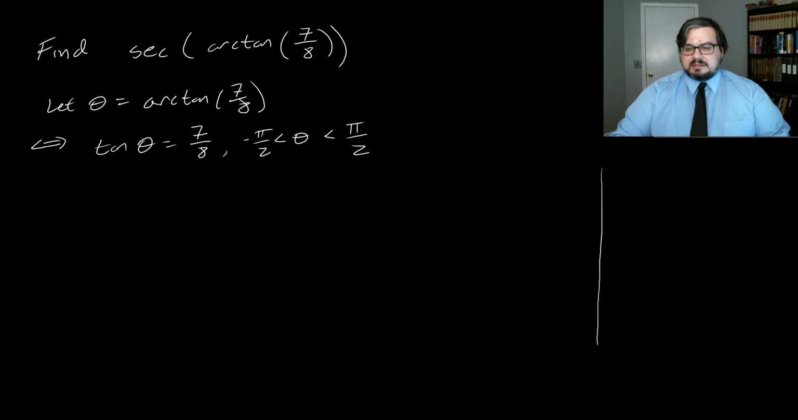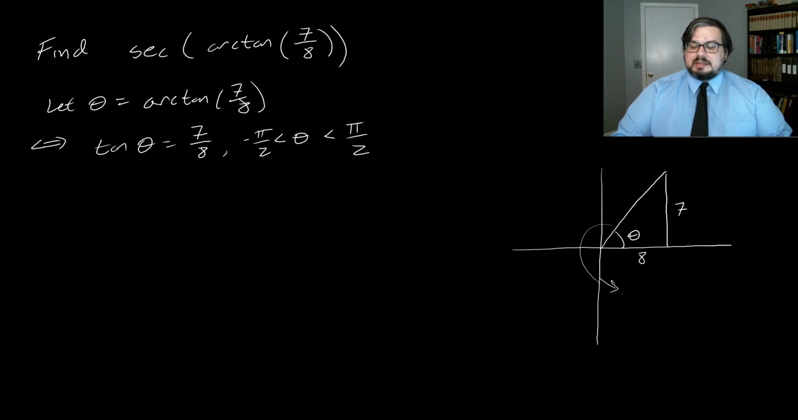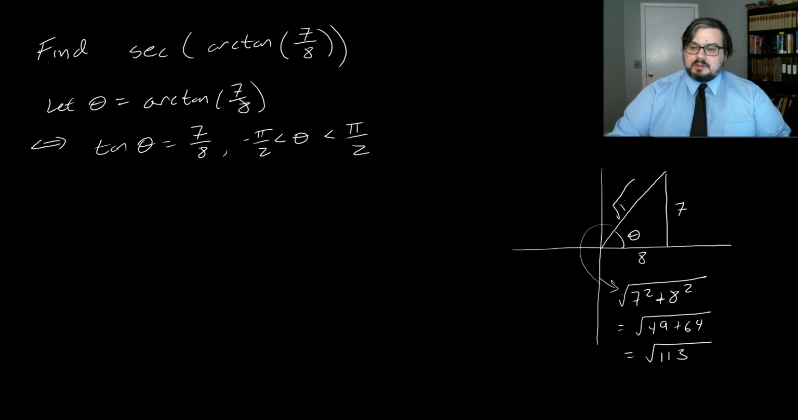So let's see what that looks like in terms of a triangle. It's going to be in quadrant 1 because tangent is positive, and we know that theta has to be between negative pi over 2 and pi over 2. So we've got some theta here, and we know tangent of theta is 7/8. Tangent is opposite over adjacent, and so we get 7 and 8 here. This means that the hypotenuse is equal to the square root of 7 squared plus 8 squared, which is the square root of 49 plus 64, which is the square root of 113. So the hypotenuse of this triangle is the square root of 113.